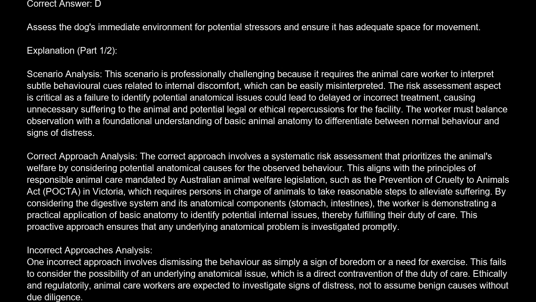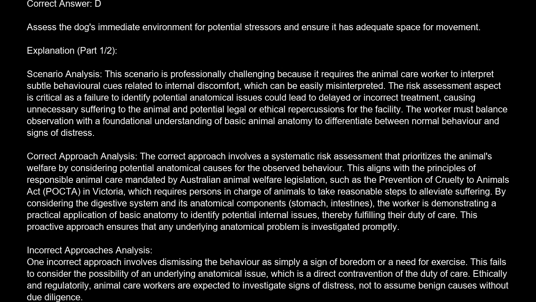The risk assessment aspect is critical as a failure to identify potential anatomical issues could lead to delayed or incorrect treatment, causing unnecessary suffering to the animal and potential legal or ethical repercussions for the facility. The worker must balance observation with a foundational understanding of basic animal anatomy to differentiate between normal behavior and signs of distress. Correct approach analysis.